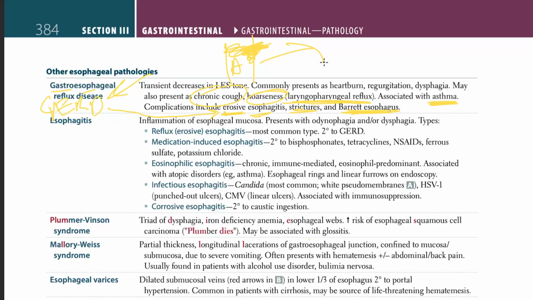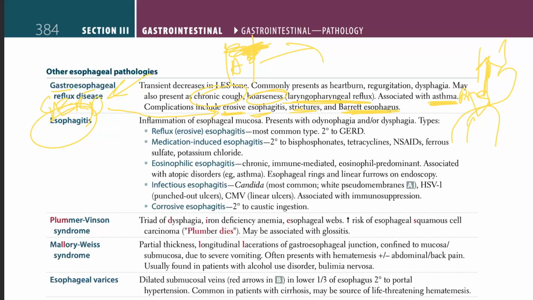Is there anything that I could tell? Yeah, pregnancy also, as they said, that associated with asthma, but also pregnancy. Why? Because the uterus is impinging on the stomach, and can cause the GERD in a pregnant woman. Okay, let's talk about the next thing now.